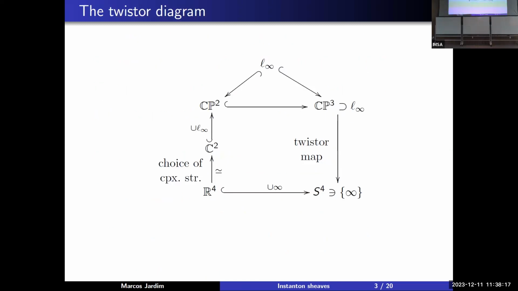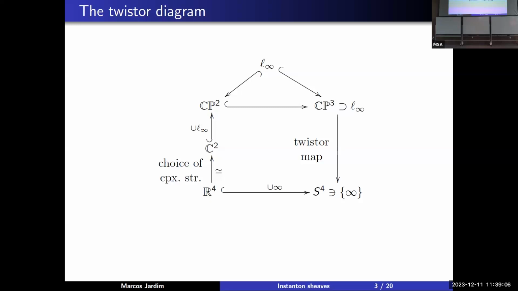Let me tell you a little bit about this ADHM construction of instantons. It starts with what I like to call the twistor diagram. It also goes back to the beginning of Nigel's career, I suppose. On your right-hand side, there is a CP3 and the twistor map down to S4, in which the fibers of this twistor map are lines. There is this extra point, the point at infinity of R4, and over it is the corresponding line at infinity. So S4 is the one-point compactification of R4.